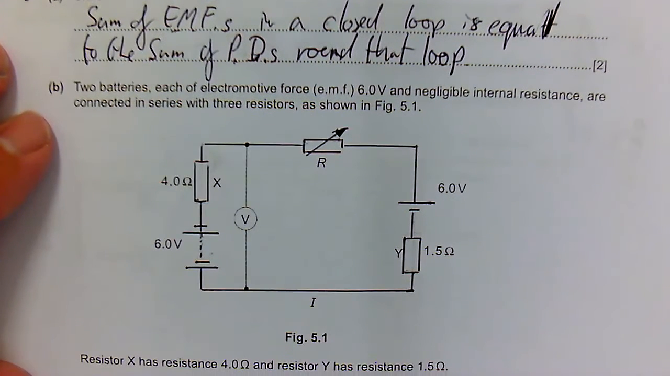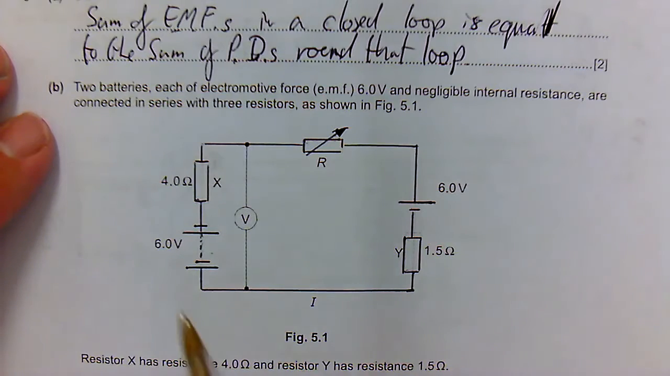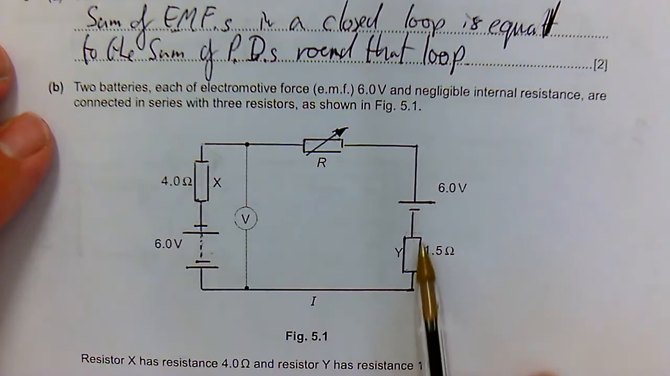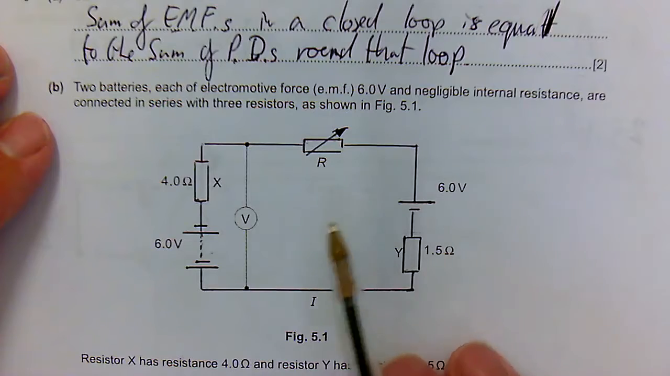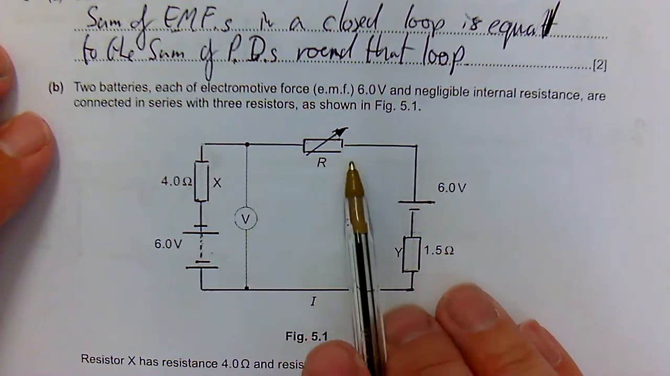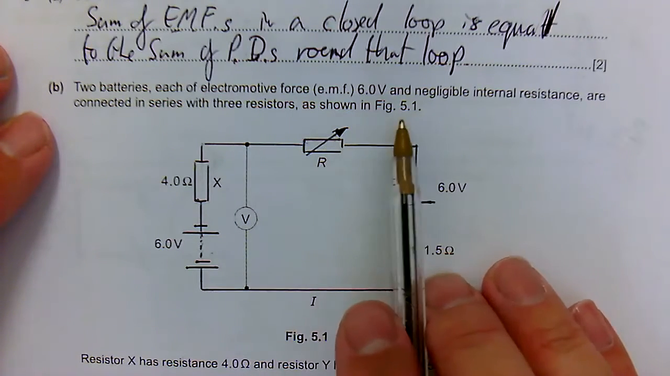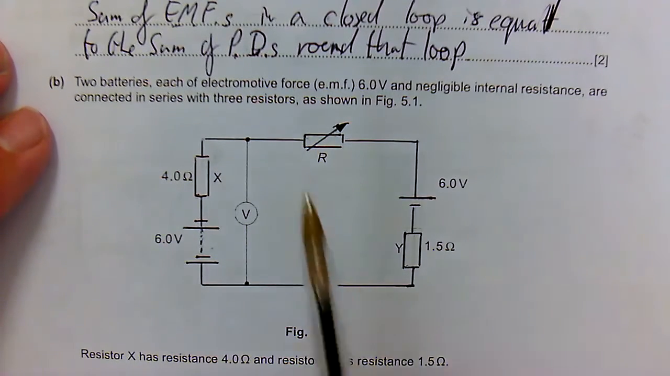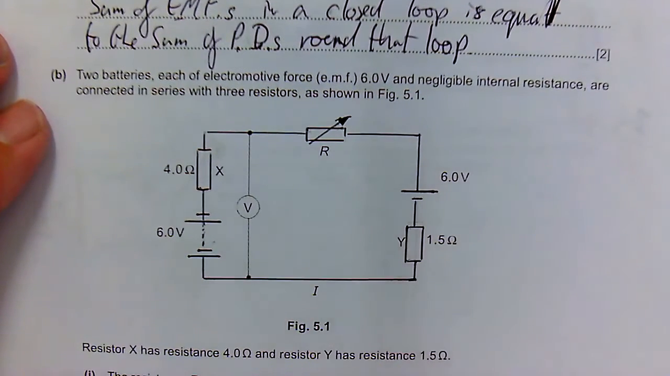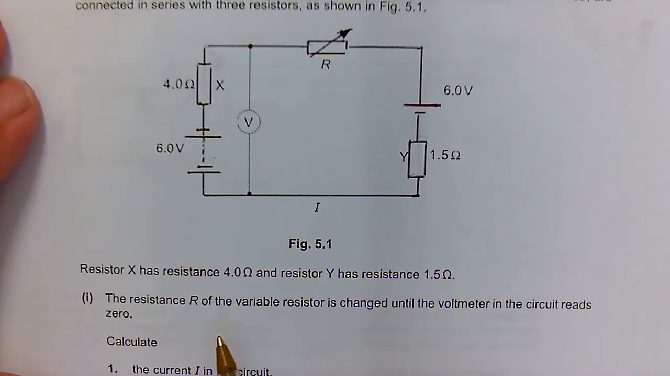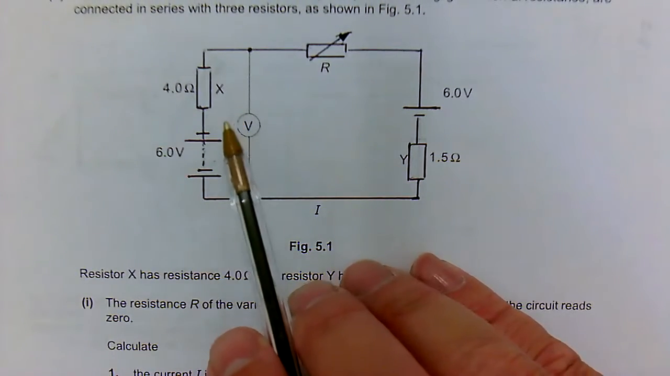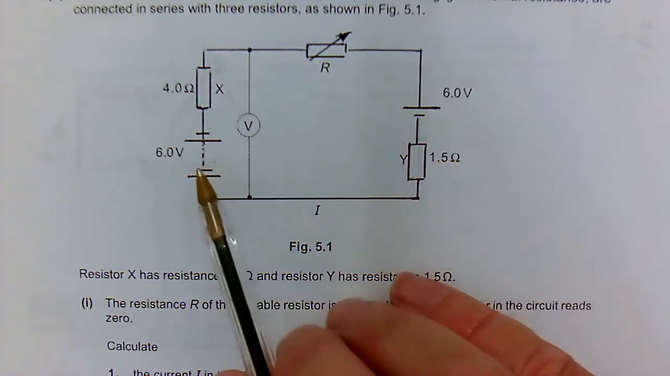Next question is looking at a circuit. Now I've not counted this one in your final exam simply because this didn't print out very well. So I've gone back, looked at it, and this is roughly what it looked like in the real exam. You've got a closed loop circuit here. You've got your voltmeter here. You've got your R here, your variable resistor, and it's adjusted until the reading on the voltmeter reads 0. So you've got 2 batteries connected with electromotive force of 6 volts.